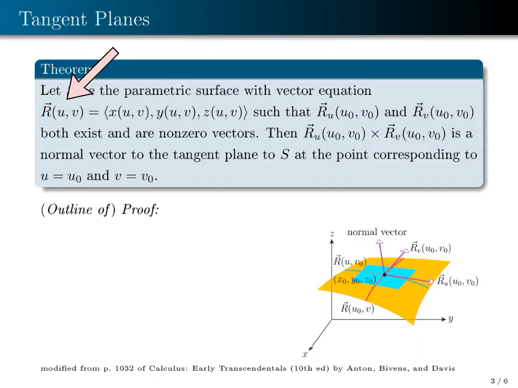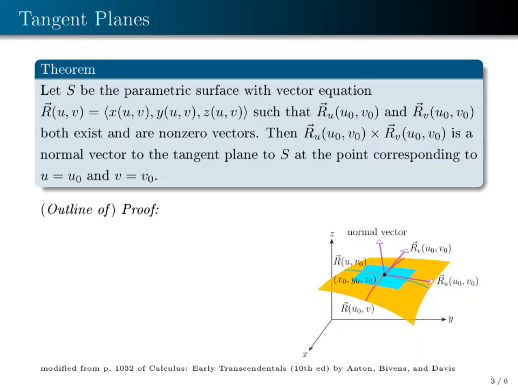Suppose r of u,v is a vector equation of S such that the partial derivatives of r with respect to u and with respect to v at u0, v0 exist and are non-zero. Then, the cross product of r_u at u0, v0 and r_v at u0, v0 is a vector that is normal to the tangent plane to S at a point on S corresponding to u equals u0 and v equals v0. We provide an outline of the proof of this result.